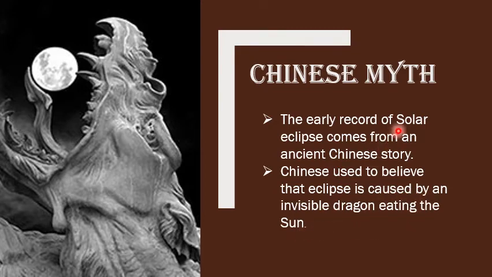As we know, in solar eclipse the sun gets dark or sometimes it disappears. So what did Chinese people used to believe? They used to believe that solar eclipse is caused by an invisible dragon eating the sun. They used to believe that there is a dragon in the sky and that dragon eats the sun and the sun disappears.